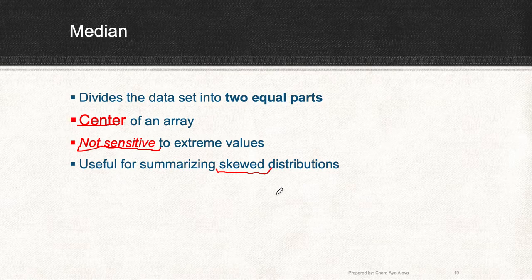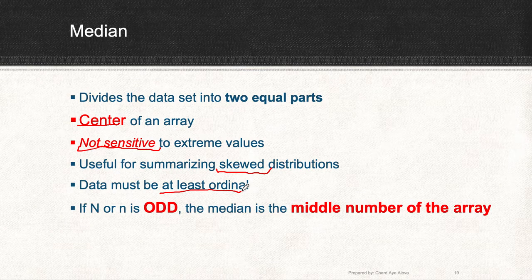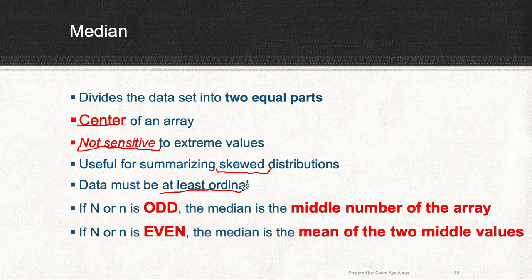First and foremost, the symmetric distribution is good for the mean. For the median, data must be at least ordinal. If your n, your sample size or your population size, is odd, the median is the middlemost number, so there should exist an exact middlemost number there. If your sample or population size is even, the median will be the average, or the mean, of the two middle values.